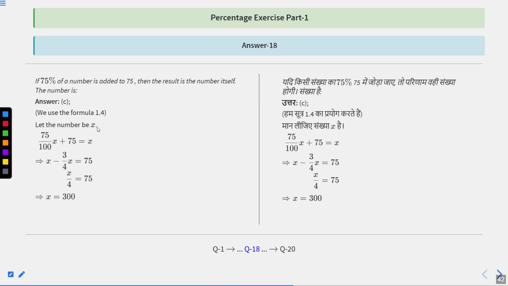Let's assume the number is x. According to the question, 75% of the number is added to 75. So 75% of x added to 75 is equal to the number itself. When you solve it, you get the value of x, which is 300. Now the answer will be 300. Next one.